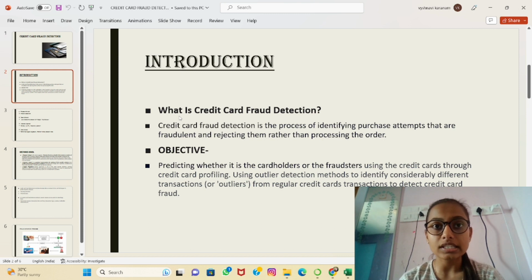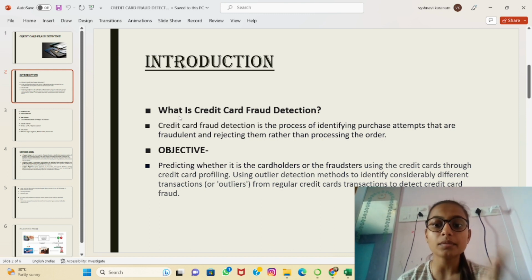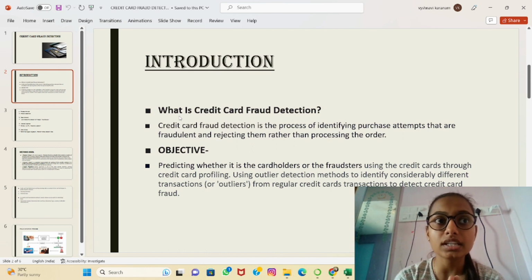Credit card fraud detection is identifying purchase attempts that are fraudulent and rejecting them rather than processing the order. Like, we are going to see if the transaction that has been done is a fraud or a valid transaction. If it is a fraud, we are going to terminate it, like we are not going to process it, we are going to reject it. If not, we are going to qualify it as a valid one.